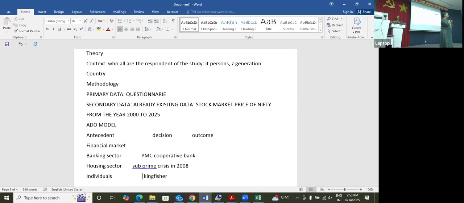Yeah, it's a sub factor. This is the main factor, and that is a sub factor. And what is the consequence? That is the outcome of it. Factor, sub factor, and outcome.